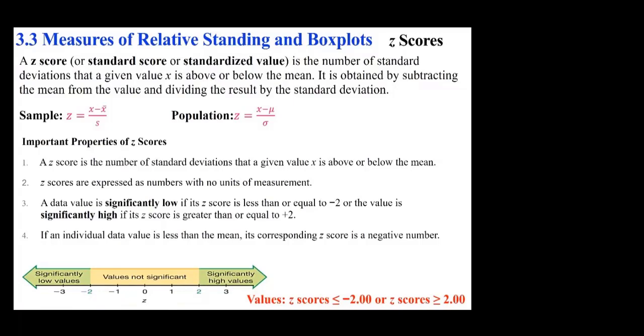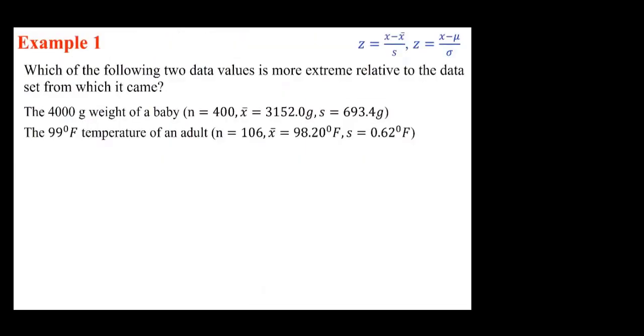Okay, so the same thing that was discussed previously as far as the empirical rule and the range rule of thumb is concerned. Let's see what we mean by that. Let's start with a very simple example. Which of the following 2 data values is more extreme relative to the data set from which it came? The 400-gram weight of a baby, n equals 400, x bar is equal to 3,152.0 grams, s equal to 693.4 grams. The 99-degree Fahrenheit temperature of an adult, n is equal to 106, x bar is equal to 98.20 degrees Fahrenheit, and s is equal to 0.62 degrees Fahrenheit.